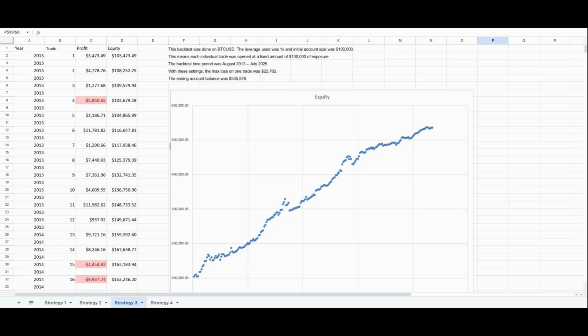For Strategy 3, we can see that this backtest was done on BTCUSD. The leverage used was 1x and initial account size was $100,000. This means each individual trade was opened at a fixed amount of $100,000 of exposure. The backtest time period was August 2013 to July 2025. With these settings, the max loss on one trade was $22,762. The ending account balance was $535,876.